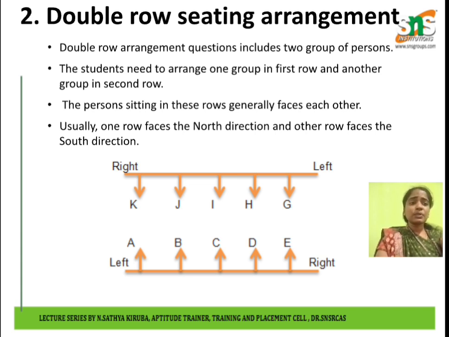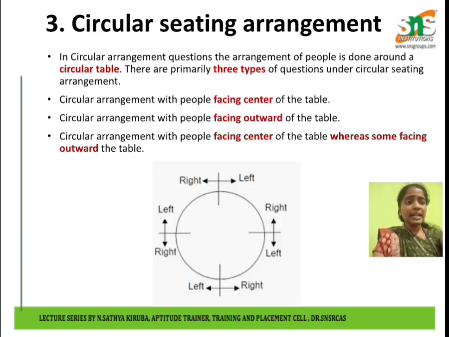So the first one is linear seating arrangement, the second one is double row seating arrangement. These two follow the same rule. For left and right, both types follow the same rule. That is how linear and double row arrangements work.